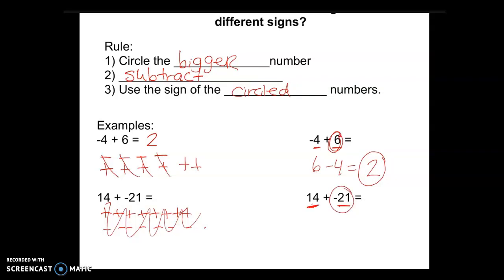Then we're going to subtract. 21 minus 14 gives me 7. Then we're going to use the sign of the circled number. Since the circled number is 21 and that's negative, our answer is also going to be negative. So our answer is -7.